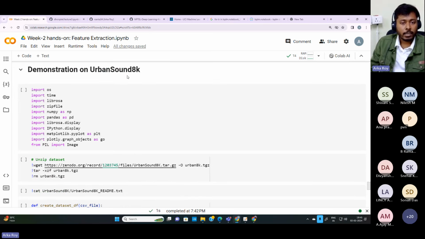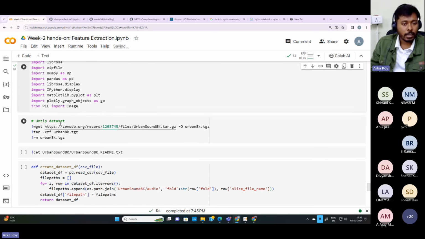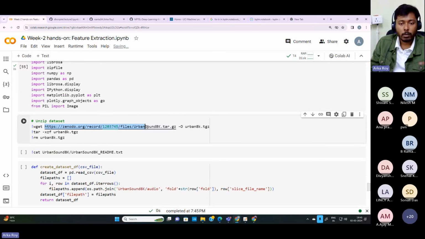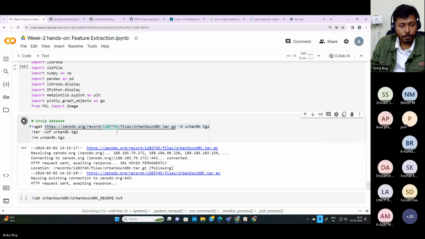There is another dataset called the Urban Sound dataset, so this is UrbanSound8K. We are using these sorts of libraries, so let me just import these libraries. This urban dataset you can download from this particular link. This is the location of the urban dataset on the web, so you can just download it.